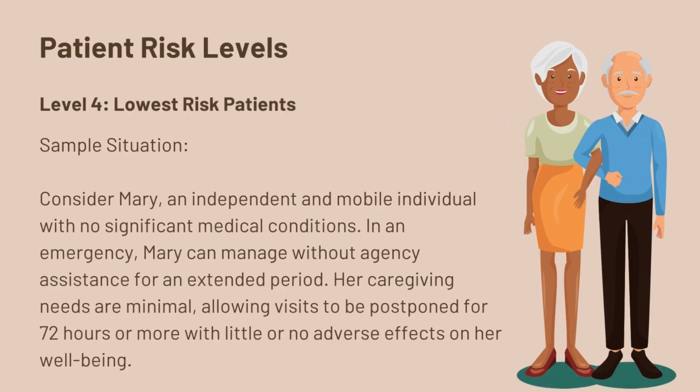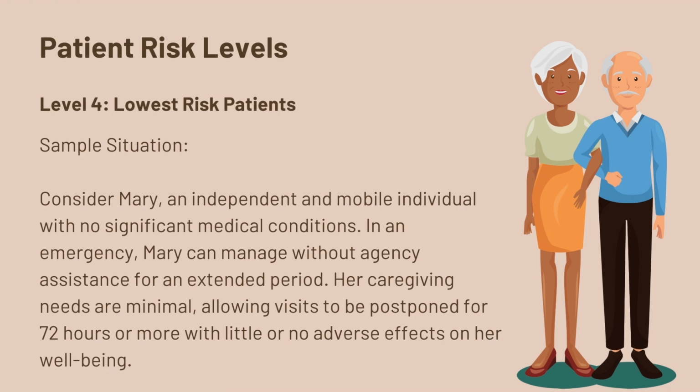Finally, level 4: Lowest risk patients. These patients can evacuate or manage without agency assistance. They have willing and able caregivers available, or are fully independent in most activities of daily living. Visits for these patients can be postponed for 72 hours or more with minimal adverse effects. Let's look at the example situation.